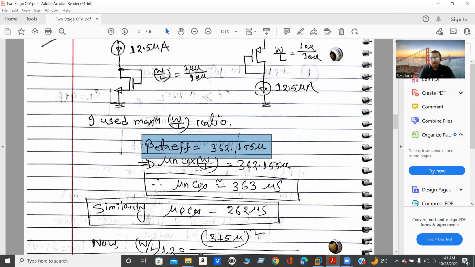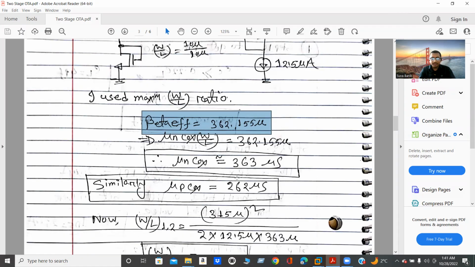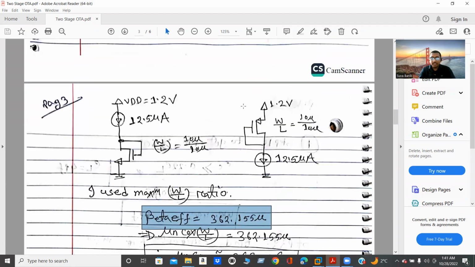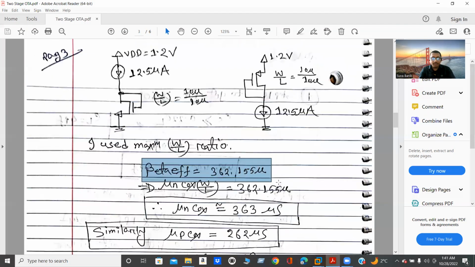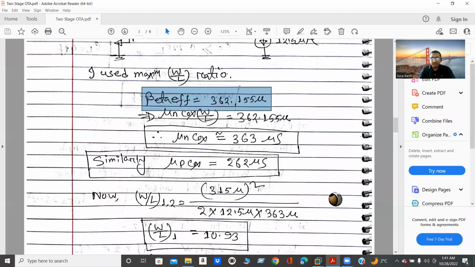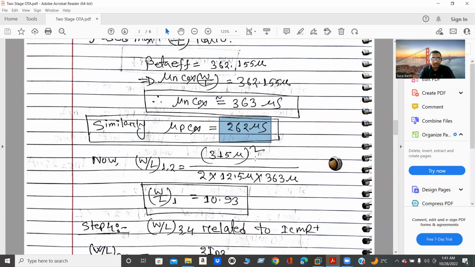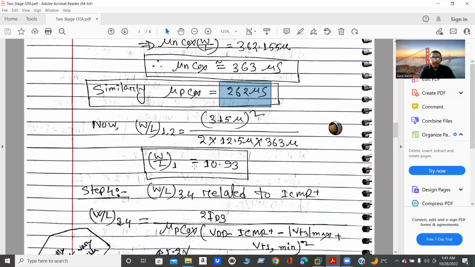In my next video, I will show how I can do DC simulation in Cadence. Just for now, I want to move forward. Similarly, from the same case, here I found the mu p Cox value is 262 microsiemens, and for NMOS, it was 363 microsiemens. From there, I found my W by L of M1 aspect ratio is 10.93.